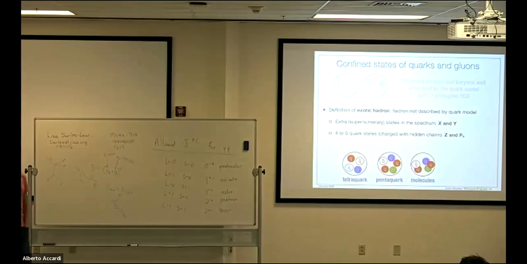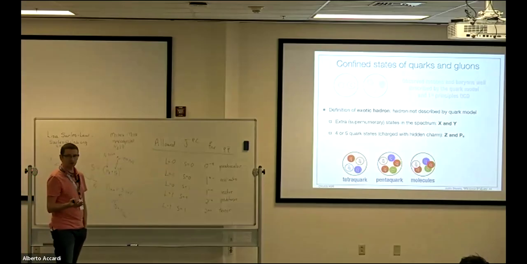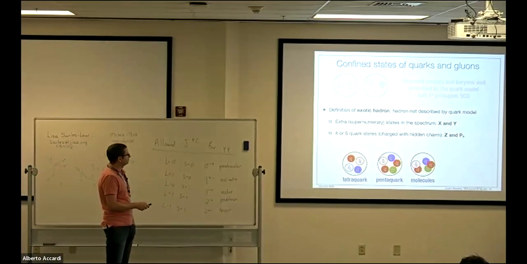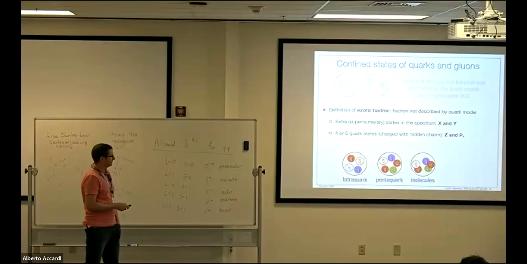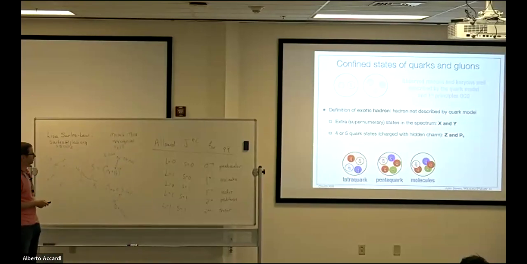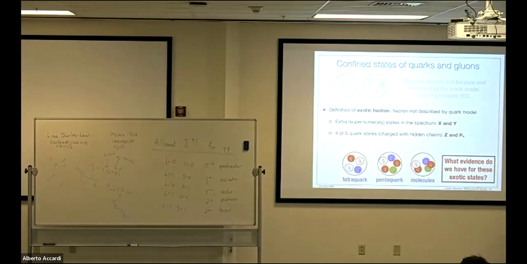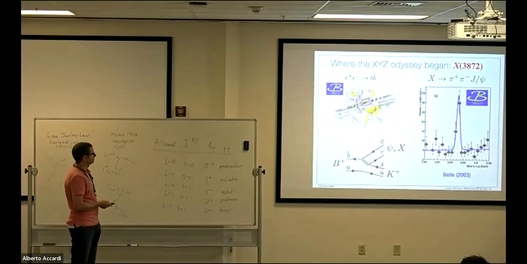But I probably wouldn't be up here telling you about them today if there wasn't something more interesting. And that's where these supernumerary X, Y, and Z states start to show up. They're hypothesized to be states that don't fit into this conventional quark anti-quark picture. So what evidence do we have for them? That's what I want to walk you through in the next several minutes.